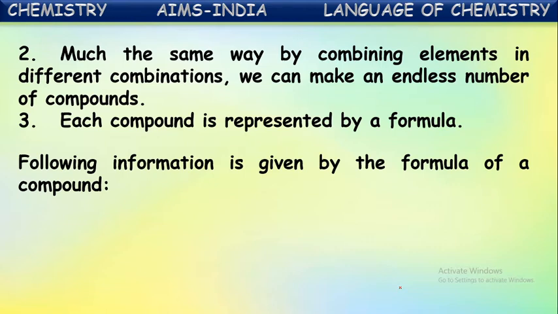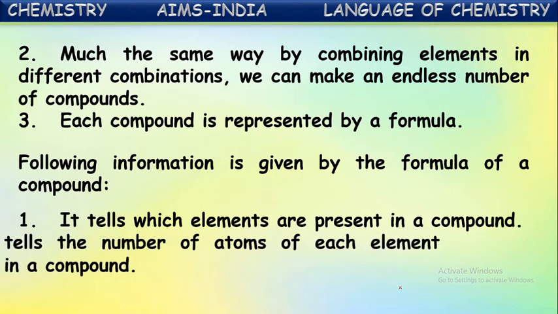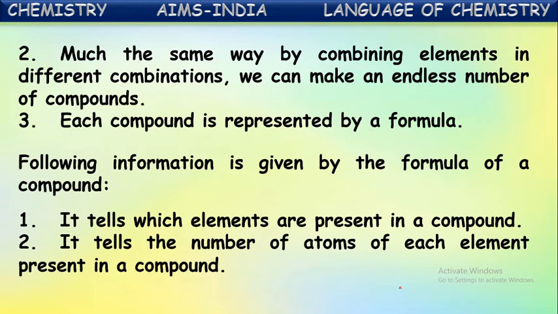So what information do we get from the formula of a compound? Let us see. The following information is given by the formula of a compound. One, it tells which elements are present in a compound. Two, it tells the number of atoms of each element present in a compound. From the formula, we can say which atoms are present, and also how many atoms combine to form this compound.